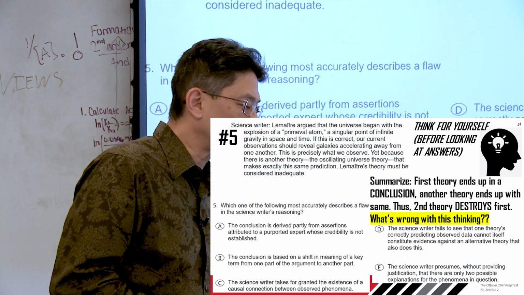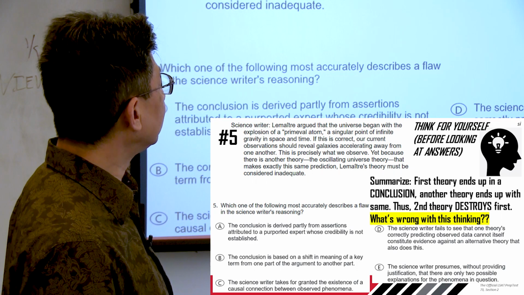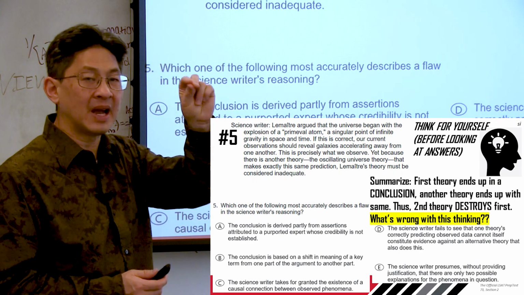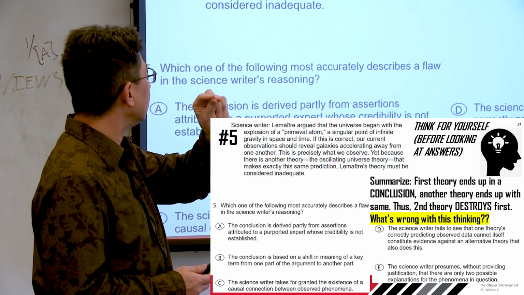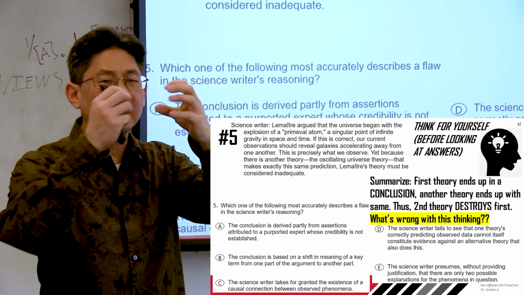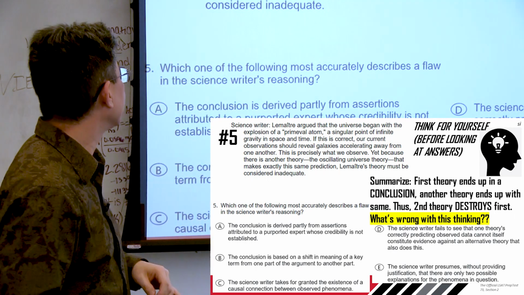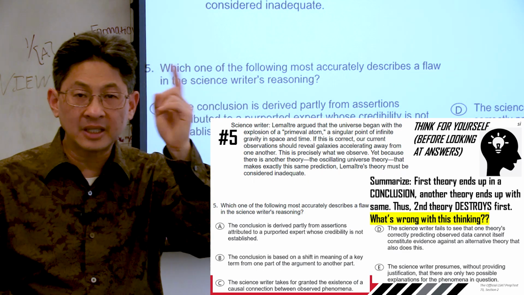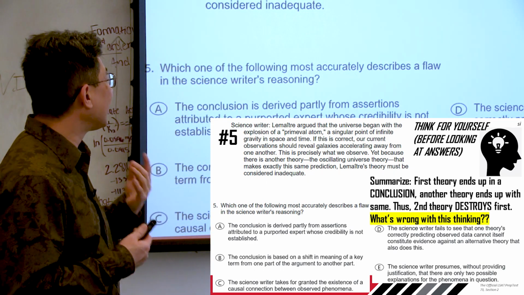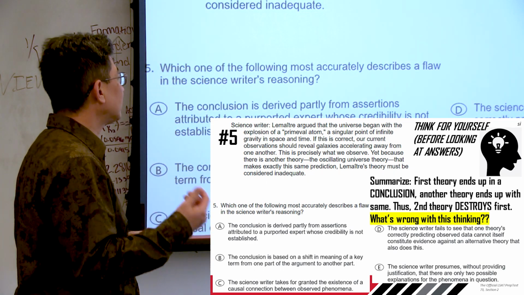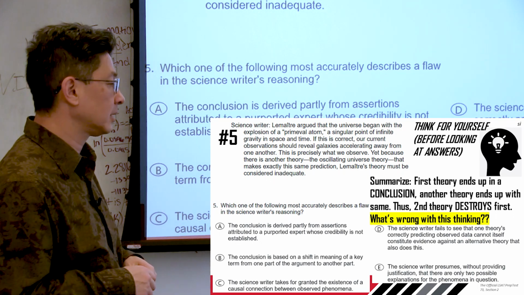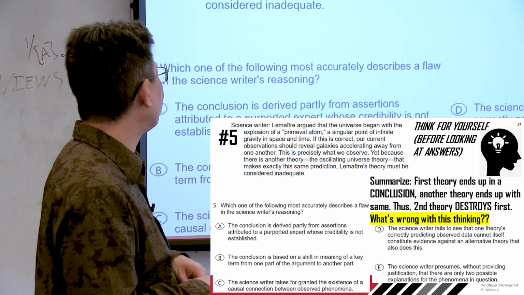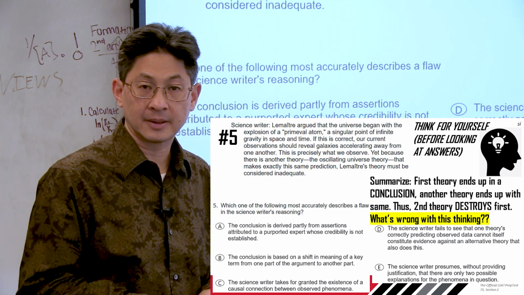It starts with science writer. Lemaitre argued that the universe began with the explosion of a primeval atom, a singular point of infinite gravity in space and time. If this is correct, our current observations should reveal galaxies accelerating away from one another. This is precisely what we observe. Yet because there is another theory, the oscillating universe theory, that makes exactly the same prediction, Lemaitre's theory must be considered inadequate. Now here's the question.